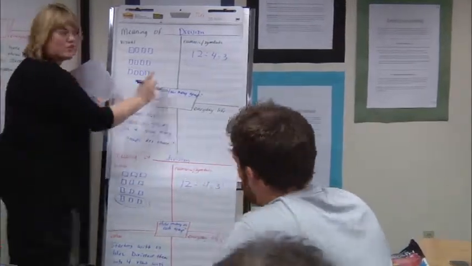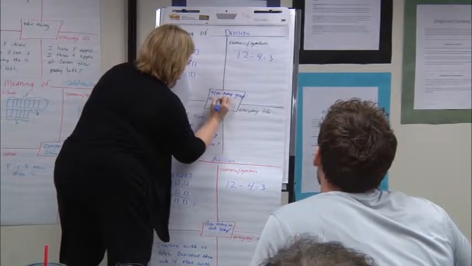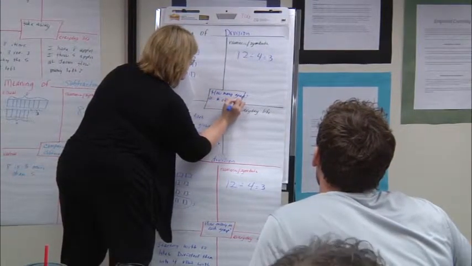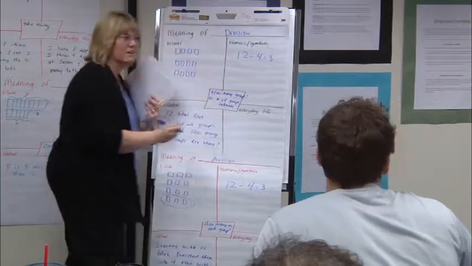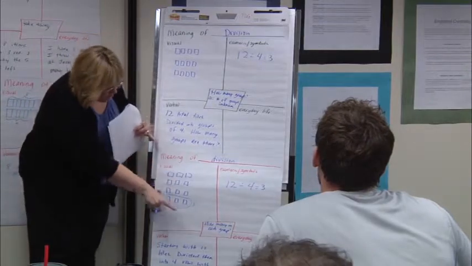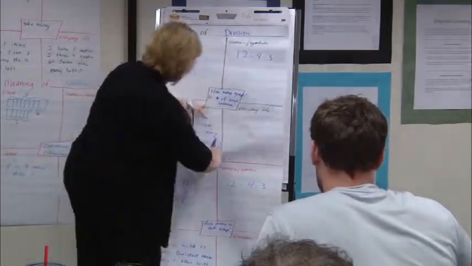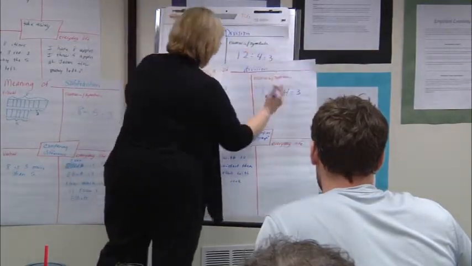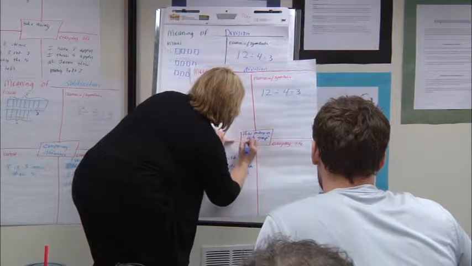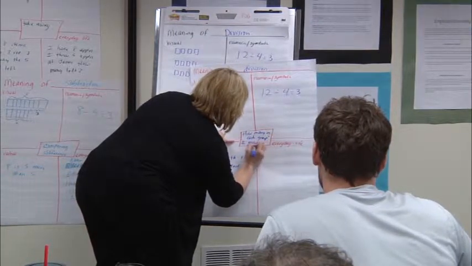So we could look at how many groups, and in the Common Core, this would be number of groups unknown. Okay. And down here, where we're looking at how many are in each group, we're looking at, in the Common Core, group size unknown.